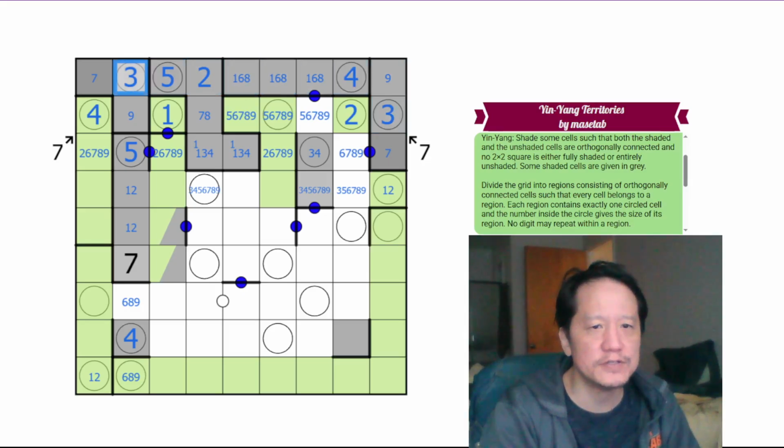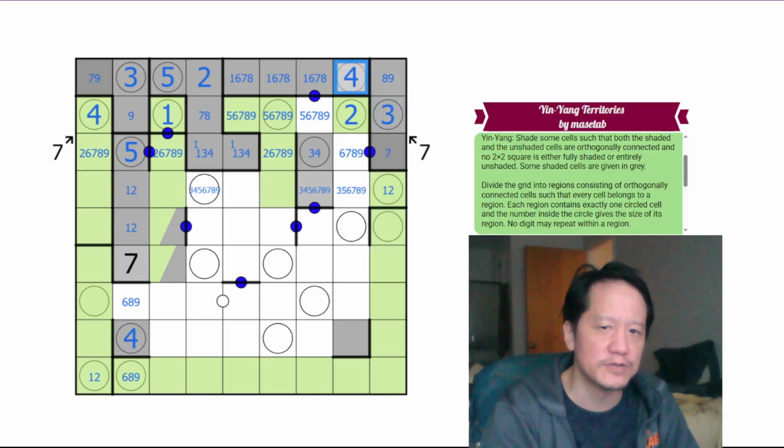If this is adding up to 18, this must be 1, 6, and 7 here. This cannot be 8, because that would force this to be 7, which is not possible. So then this would have to be 9. This would be 8. And this would be 8 and 7, so this is always 7 here. Okay, that's good to know.